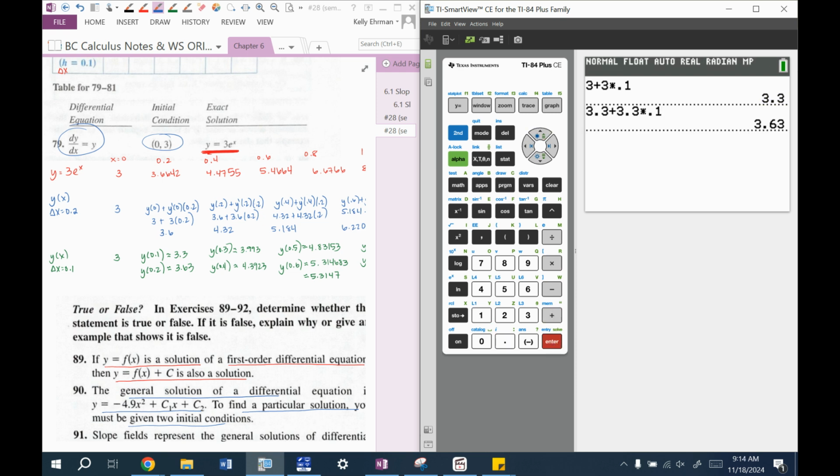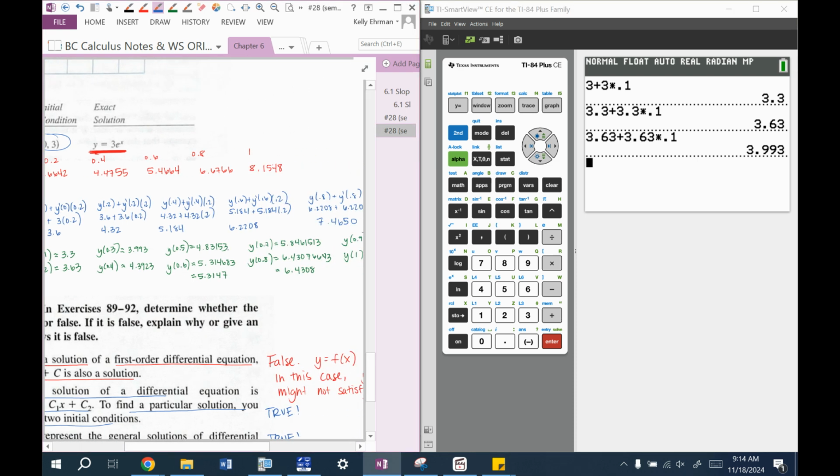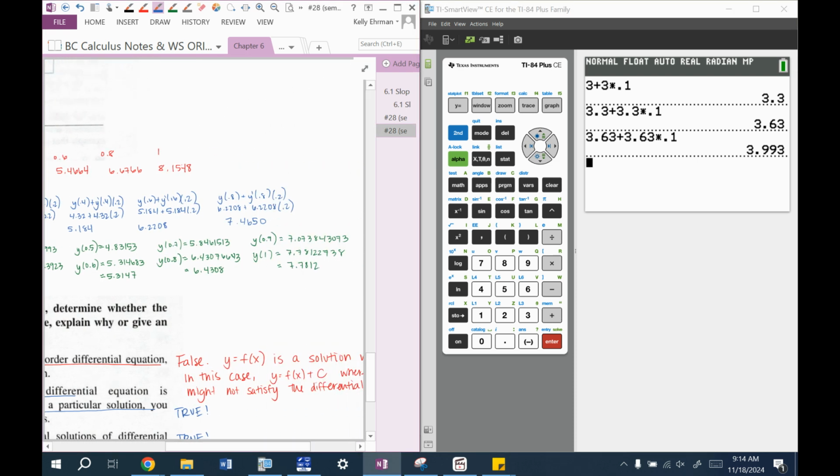Now I'm going to find y of 0.3. That answer plus the slope at that answer times 0.1. And you just keep doing that. So see how as I kept doing that, I didn't round. I get past 4 decimal places in the next round. I didn't round until the very end. So I found all these values, and then I went back and wrote underneath them, okay, y of 0.6 is this, y of 0.8 is this, y of 1 is this.